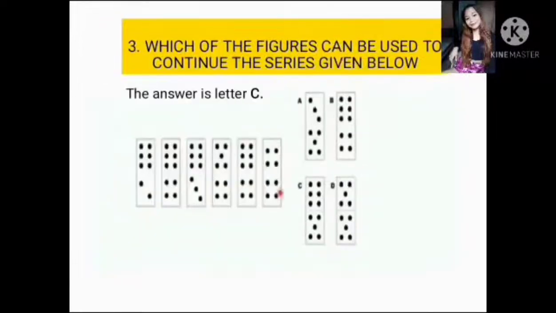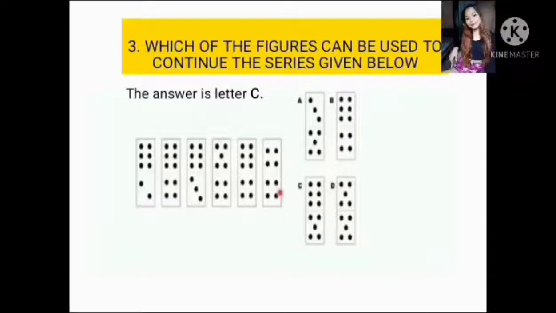So, for number 3, which of the figures can be used to continue the series given below? Dito, meron tayong upper box and lower box. Observe ninyo yung first, third, and fifth. Sa upper box, lahat ng tatlong yan ay merong tig-6 na dots. Ibig sabihin, ang pang-7 ay meron ding 6 na dots. So, dito sa choices natin, yung letter B and C lang ang merong 6 na dots sa upper box.